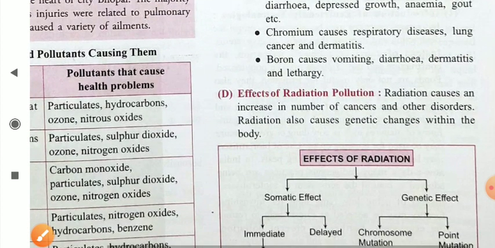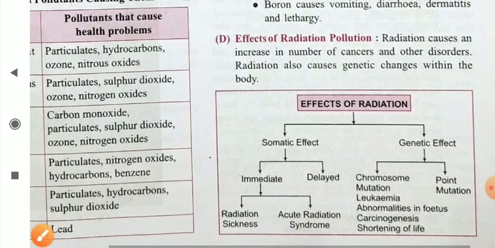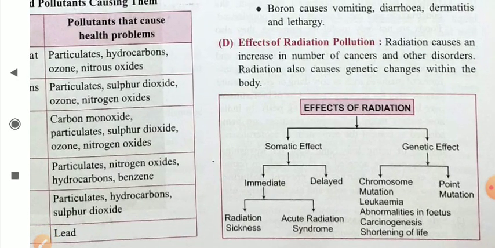Okay, dear student, now the effect of radiation pollution. The main causes of radiation, you all know, are the different nuclear plants and the different industries where we produce gas and other chemicals also. So radiation may happen through these also. Radiation causes an increase in the number of cancers and other disorders. Radiation also causes genetic changes within the body. Now the effect of radiation we can see with the help of a flowchart.